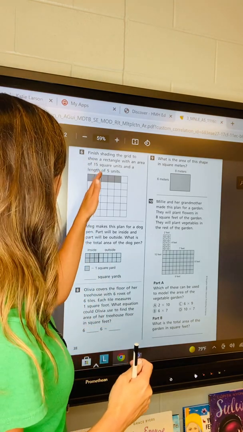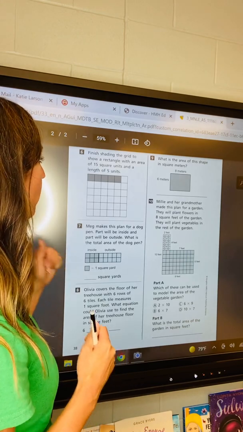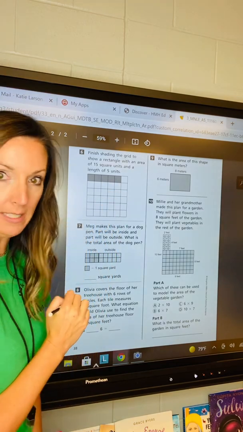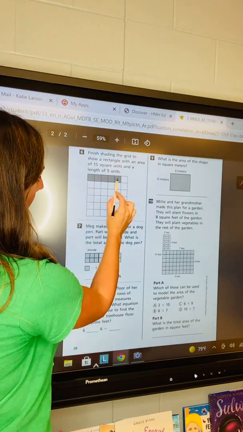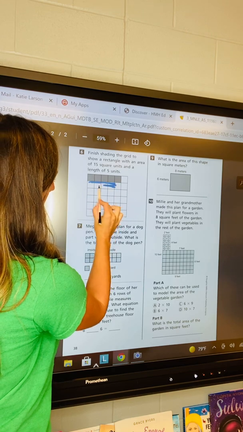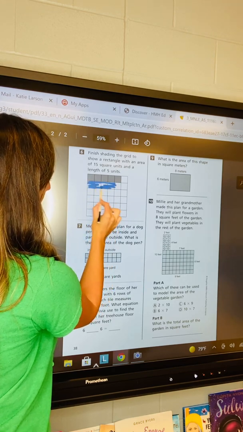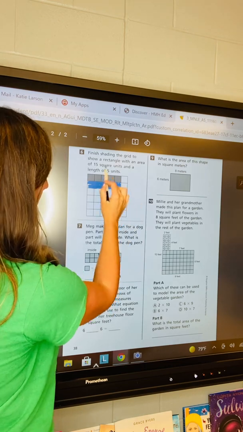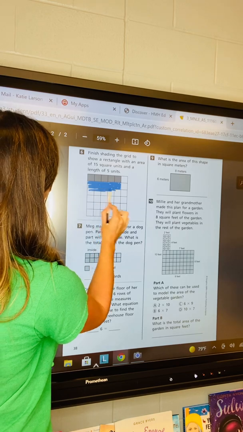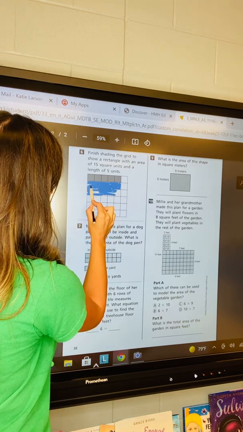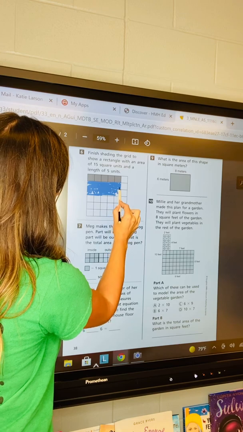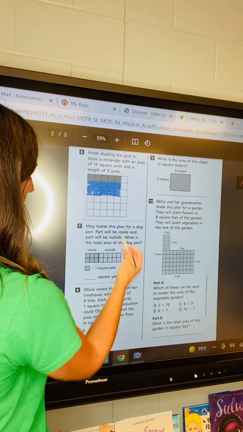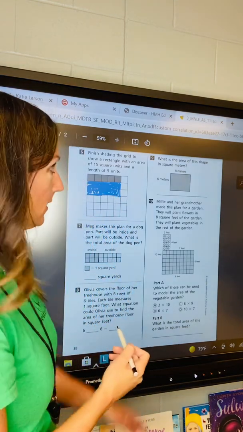All righty, number 6. It says, finish shading the grid to show a rectangle with an area of 15 square units and a length of 5. So they only want you to go across 5, right? So we have to finish shading them in. So if I color in these 5, that's gonna be 10, right? 5 and 5 is 10, skip counting by 5s. And I have to get to 15. So 5, 10, oh, 1 more row to get to 15. So now this rectangle is 15 square units. We have 5 by 3. So that's what I would be looking for on your test.